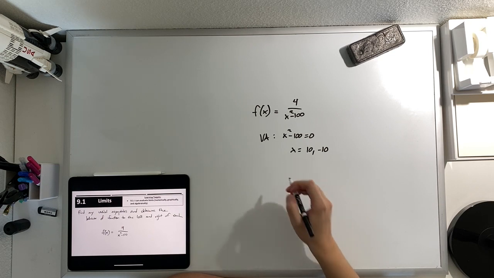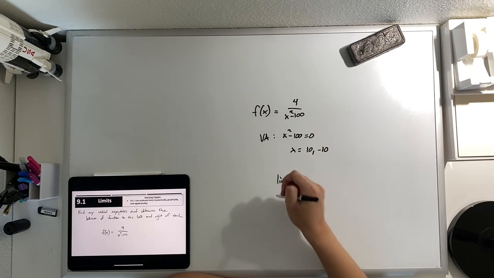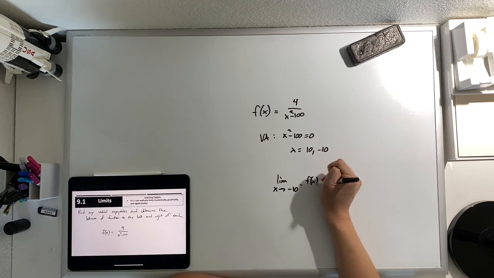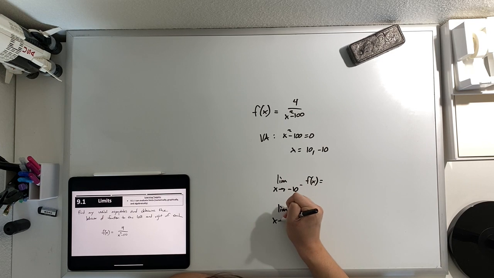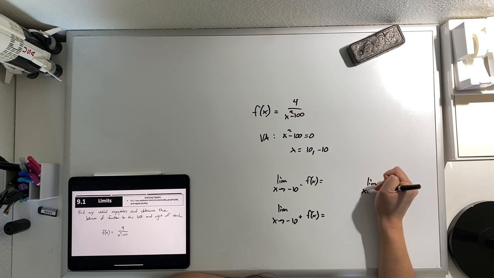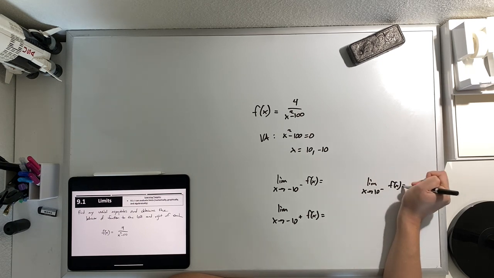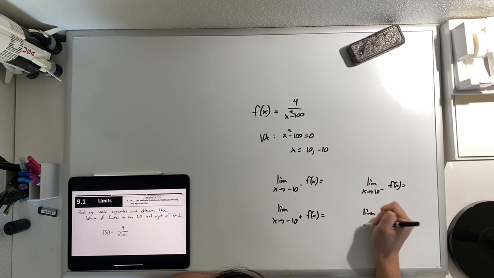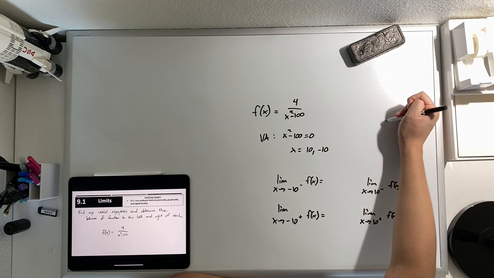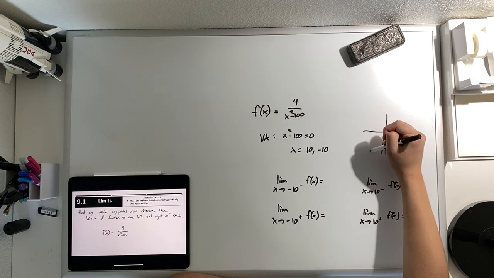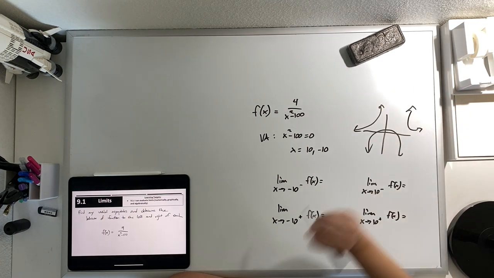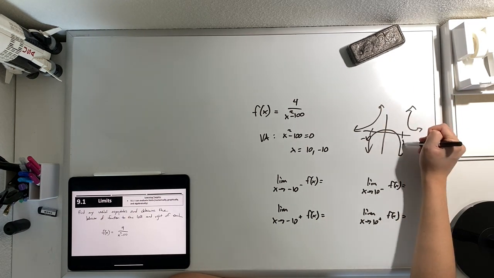Now, in order to determine the behavior to each side of the asymptotes, in other words, the behavior as x approaches negative 10 from the left and from the right, and the behavior as x approaches positive 10 from the left and from the right, we're going to graph this. I pulled this up on Desmos and I got a function that looks basically like this. This was negative 10, this was positive 10.